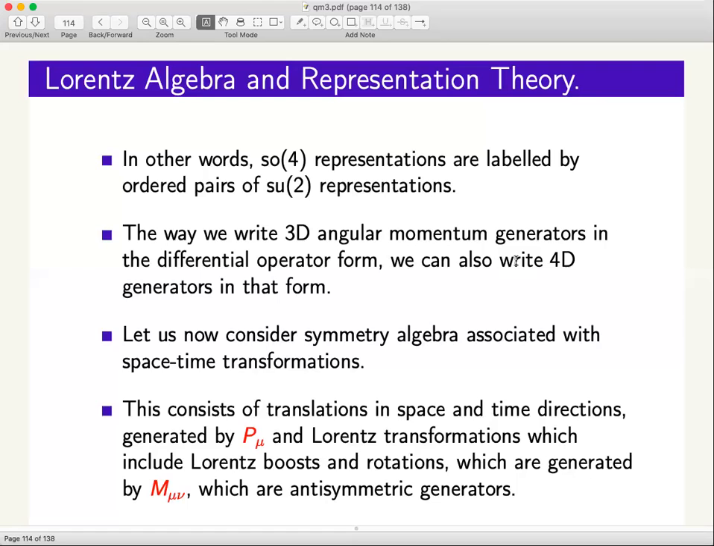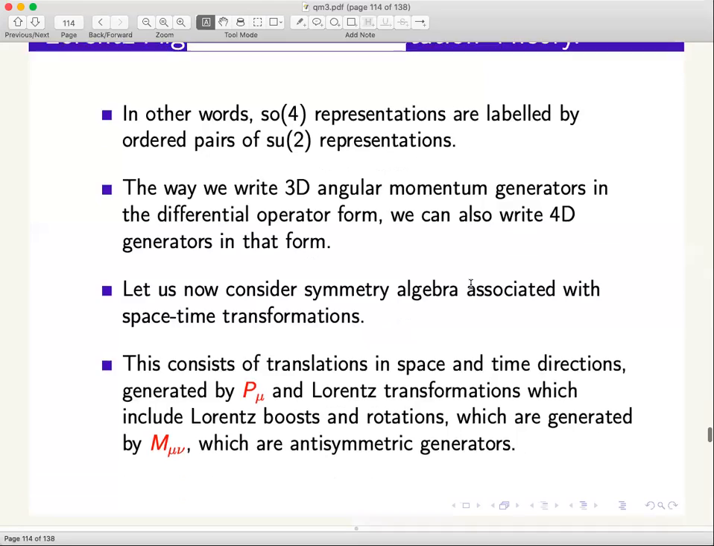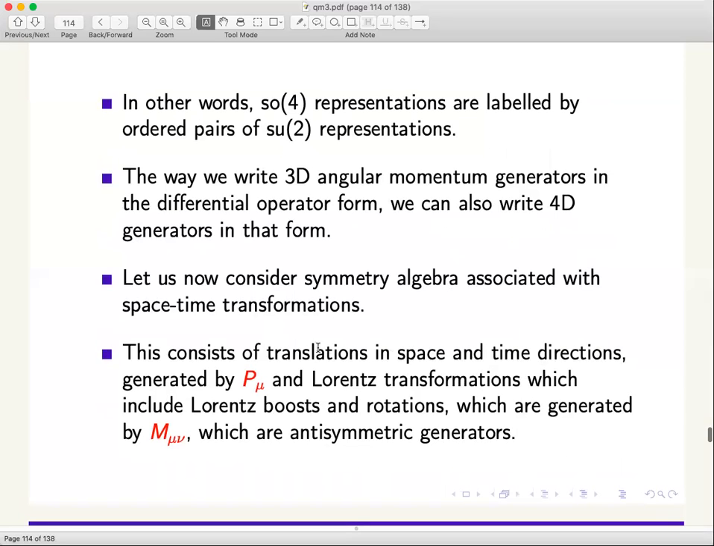So let's try to look at the symmetry algebra for spacetime. That consists of 2 sets of generators. One is P mu, which are the translation generators, and then there are the Lorentz transformation generators, which are M mu nu, which contain the Lorentz boost and Lorentz rotation.